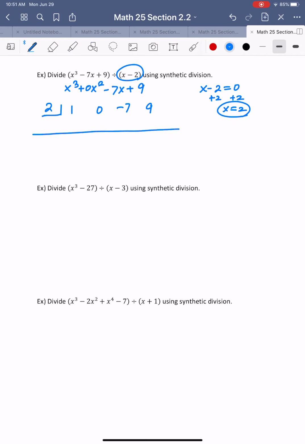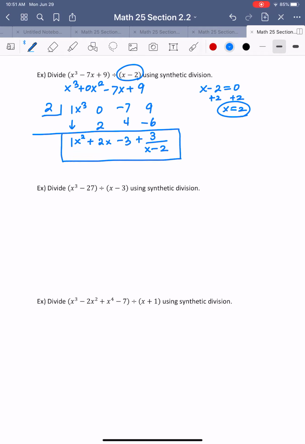You gotta be careful. And drop the 1. 2 times 1 is 2, adding it, 2. 2 times 2 is 4, which gives negative 3. 2 times negative 3 is negative 6, and the remainder is 3. So since this is x cubed, this is x squared, plus 2x minus 3 plus 3 over x minus 2. That's all. See? You don't have to rewrite it. That's the answer. So this is your answer.